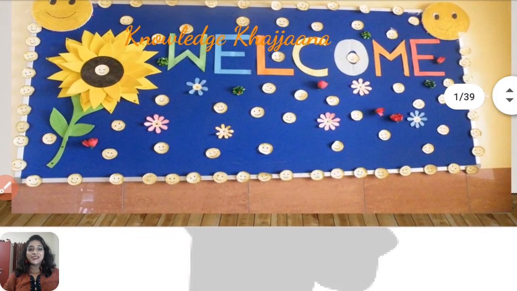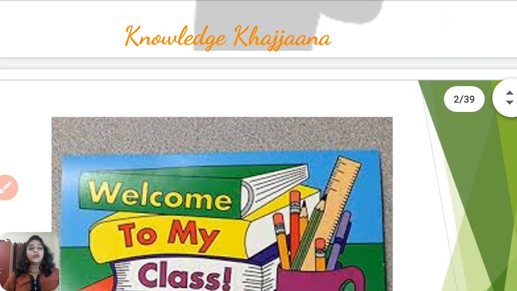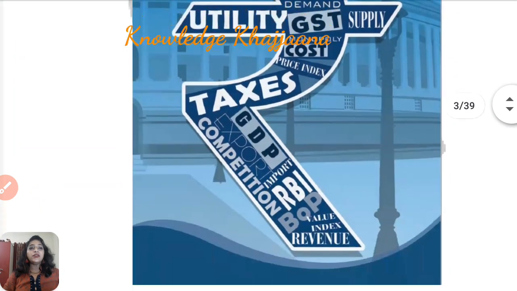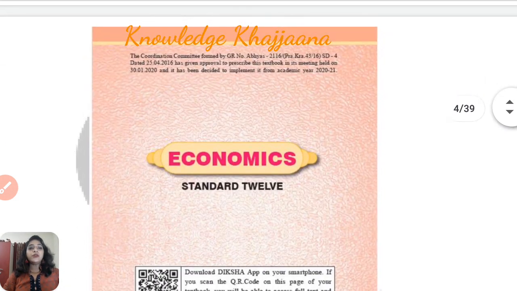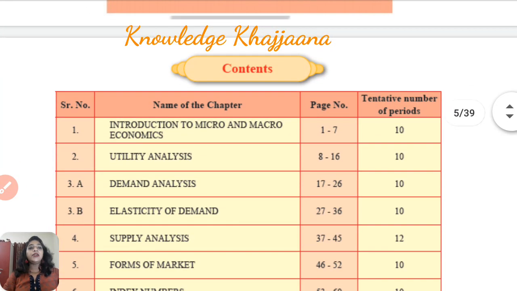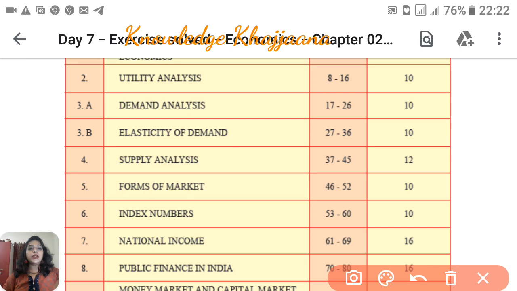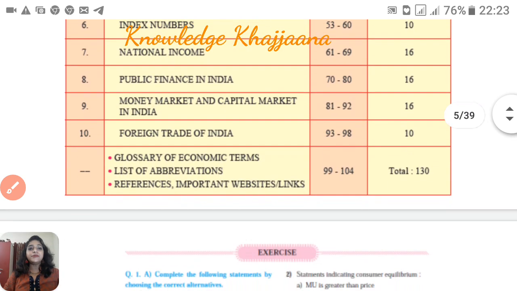This is a special lecture because we are going to solve an exercise of lesson number 2, utility analysis. Welcome to my class. We are learning Economics Standard 12 of Maharashtra Board, HSC Board. So far we have completed our lesson number 2, that is utility analysis, and today we are going to solve its exercise.